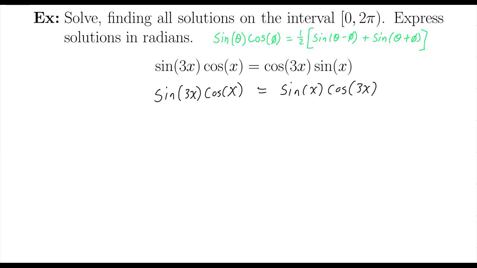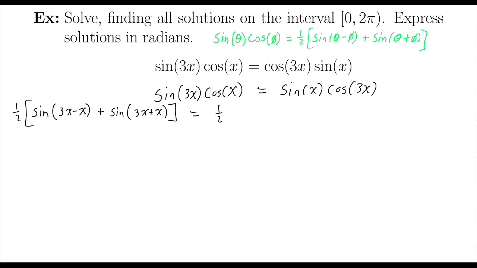Okay, so on the left side, 1/2 sine of the first one minus the second one, so 3x minus x, plus sine of 3x plus x, the two angles added together, equals 1/2 sine of x minus 3x. That's going to give me a negative angle, but we know how to handle that with our even and odd identities. Plus sine of x plus 3x. Okay, so there we go.